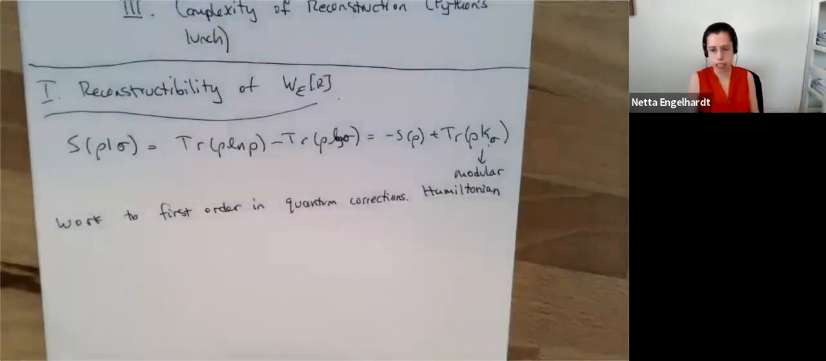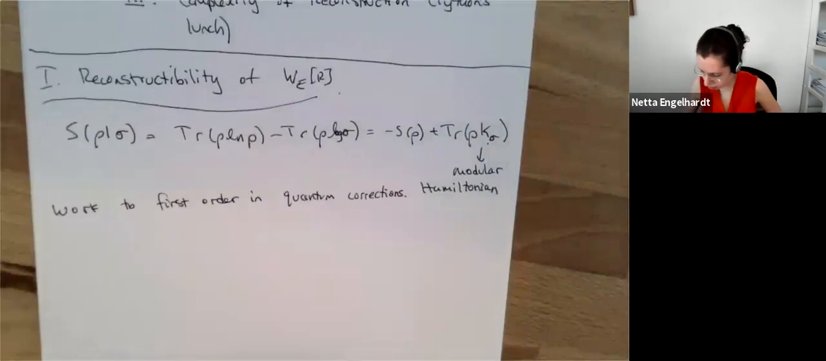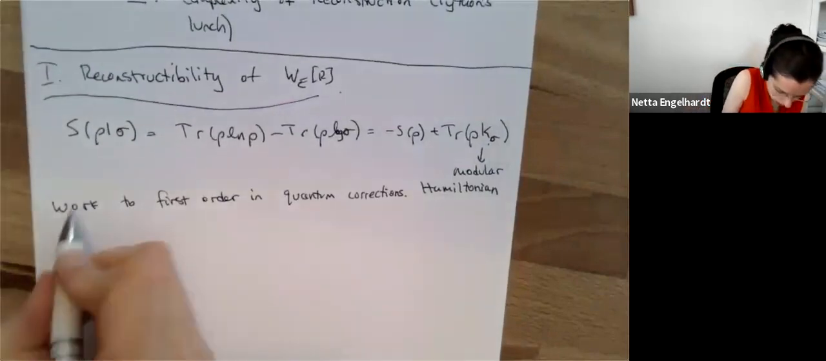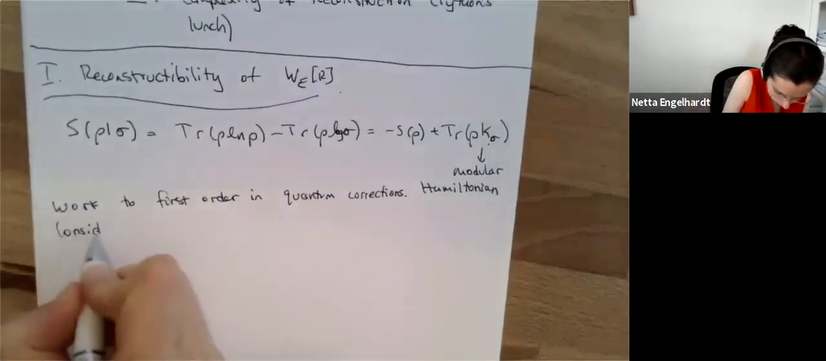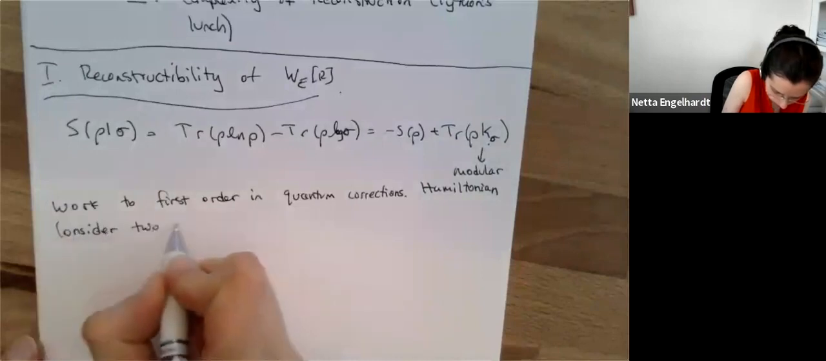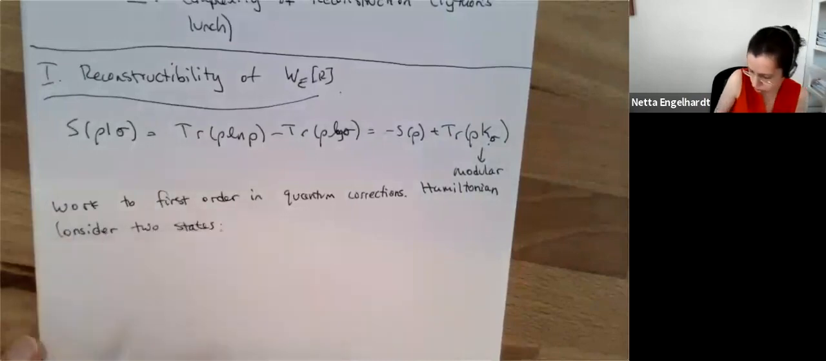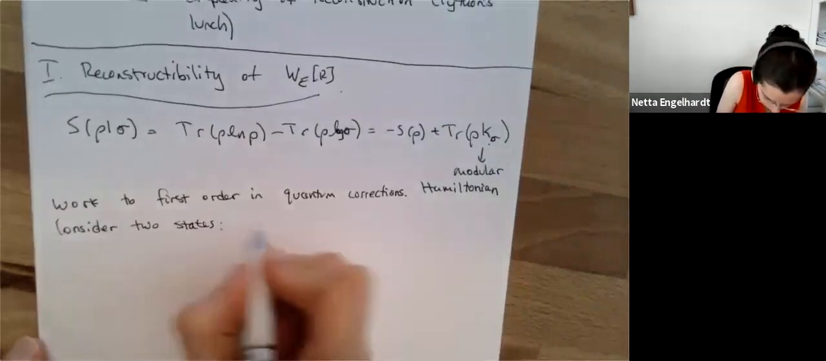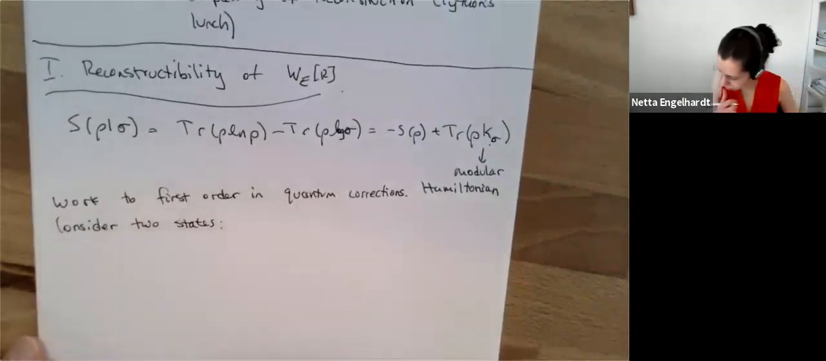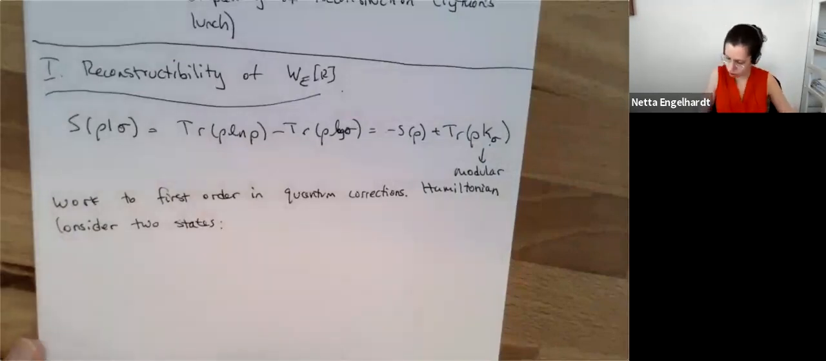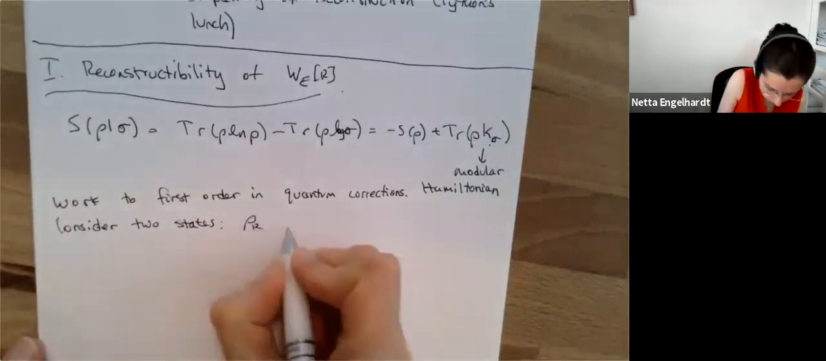Okay, so let's now consider two states for density matrices on the region R. Notation, what do I want to use? Okay, so rho R and sigma R.